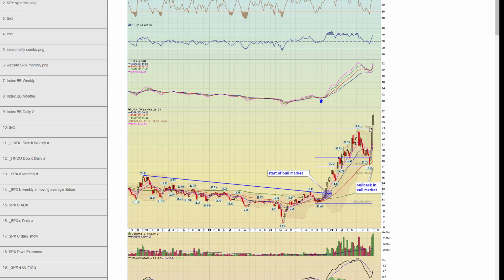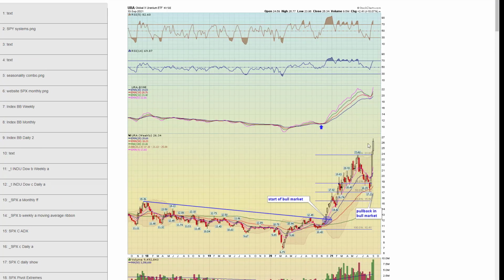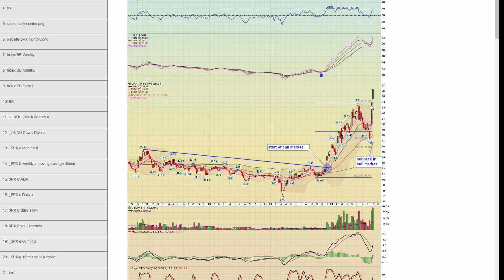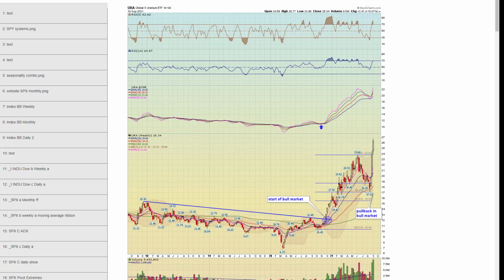Look at these last 3 weekly candles. Up 10% last week. It was up, what, 15, 20% the week before that. So, a hell of a move in uranium. Again, it's a bull market, guys. Buy those pullbacks. Next.